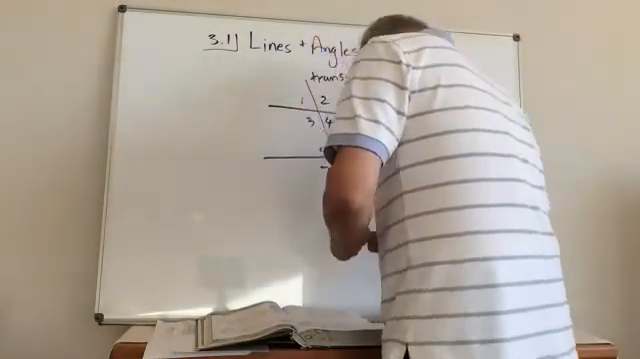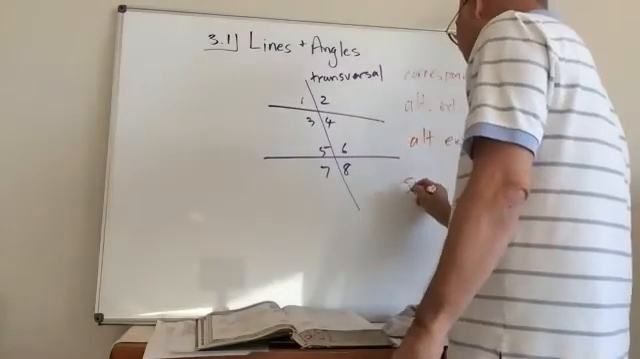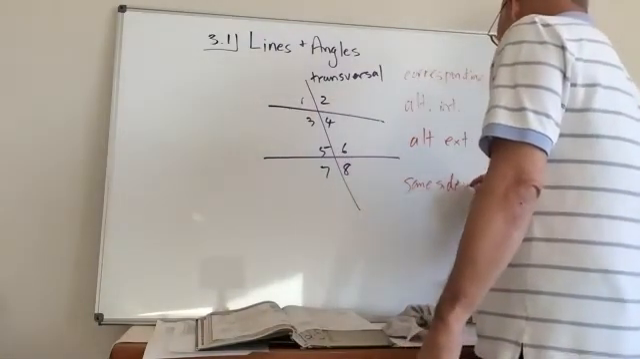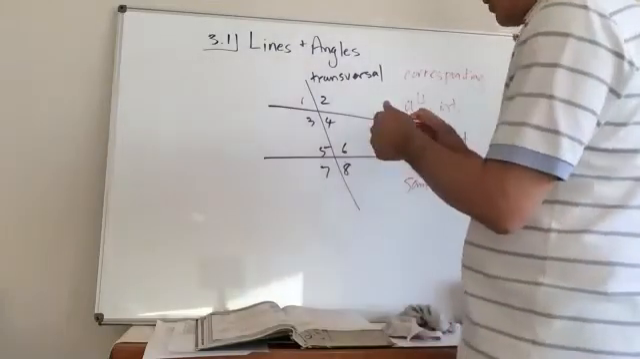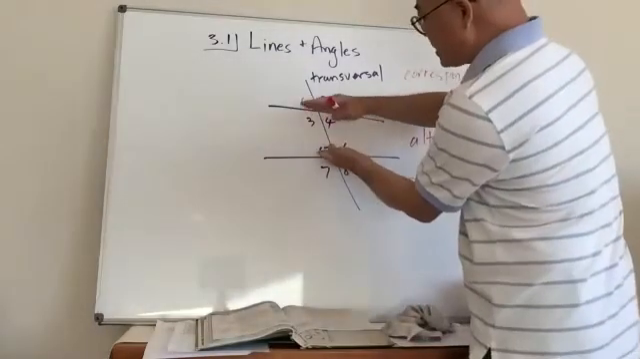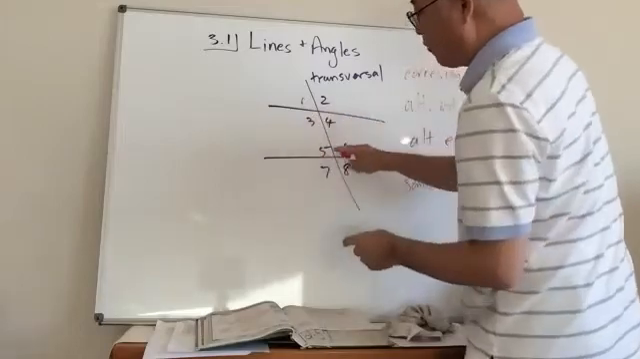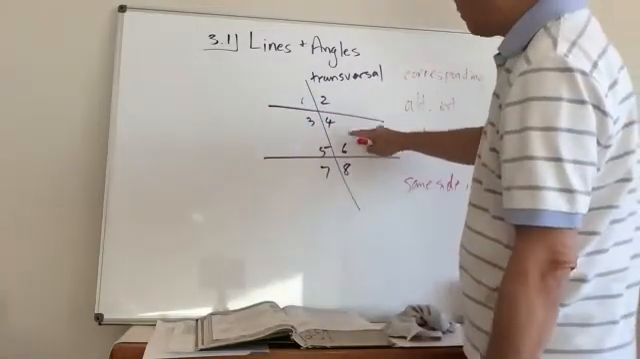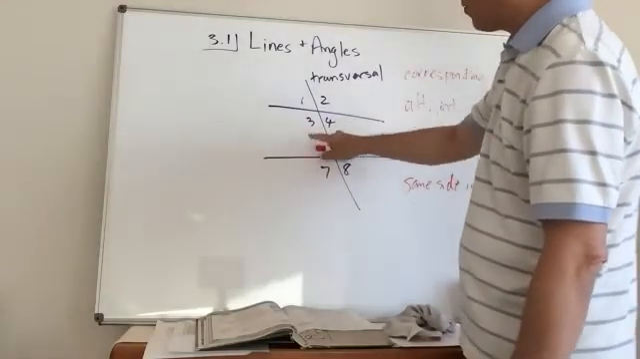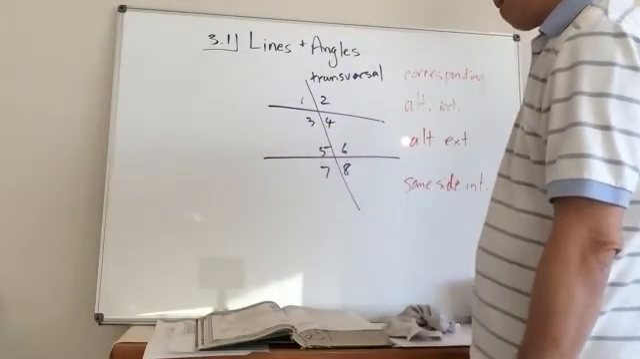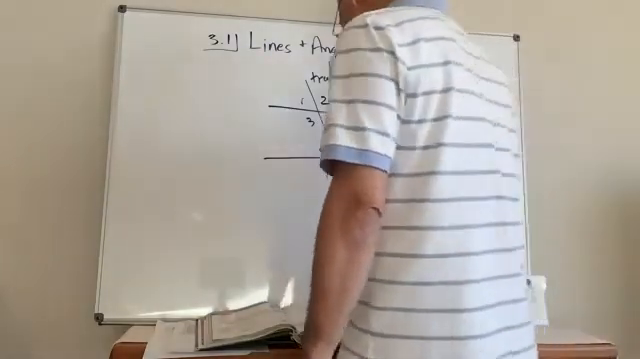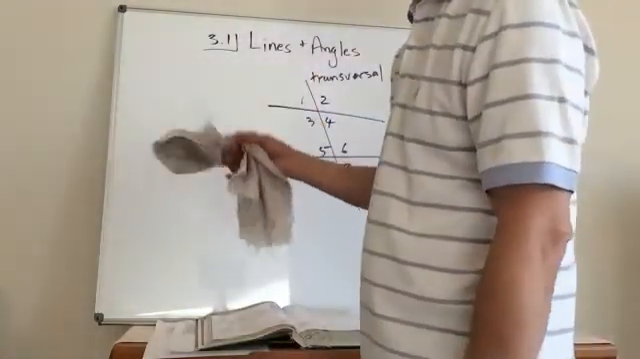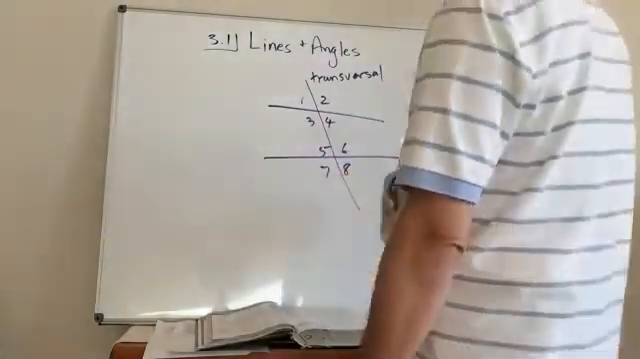Then you have the same side interior. So they're interior, which means they are inside of the lines. Again, we're talking about 3, 4, 5, 6, inside the line, same side. So it'll be 4 and 6, 3 and 5. Okay, all right. So those are the types. So yes, you will have to memorize or remember these because they'll be on the test.